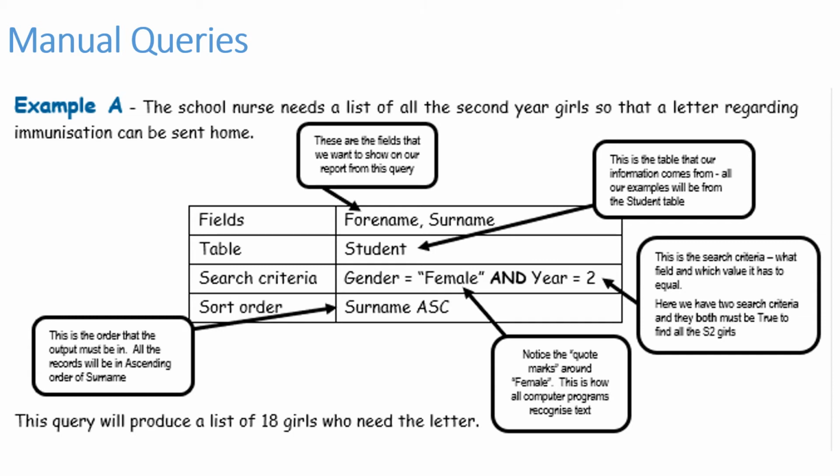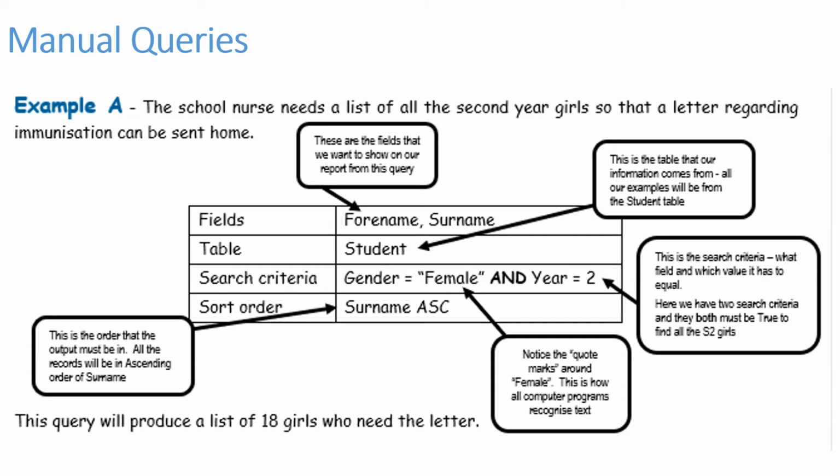Okay, what I need to do now is be more specific in the search criteria. So I'm going to search for the field where the gender is equal to "female", and notice that female is in quotation marks, and that's because that field would have been stored as a text data type.